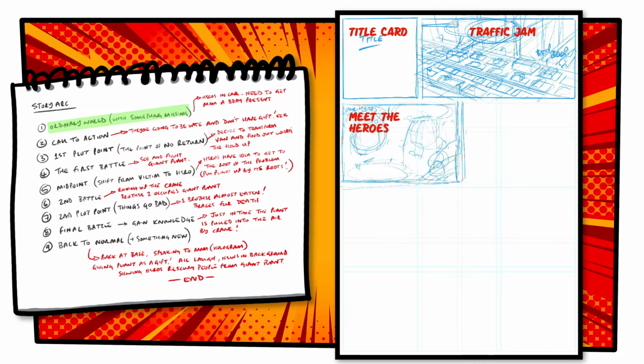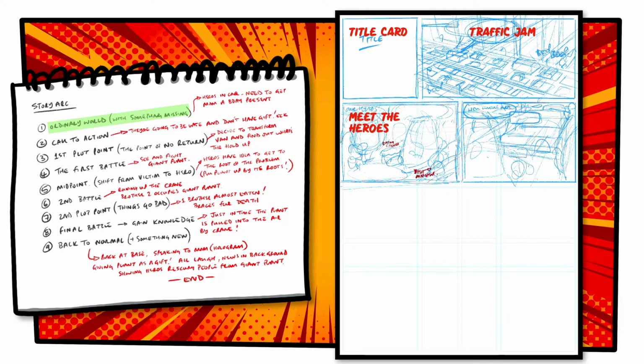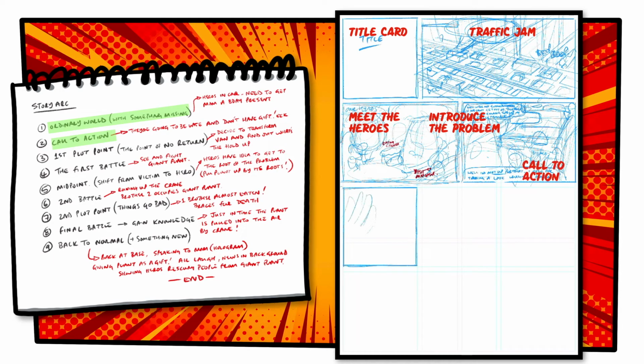Our third panel gives us the first look at our heroes, currently in their regular clothes, chatting about the fact that they need to get Mum a birthday present. This introduces the reader to our problem. In panel 4, our heroes make the decision to get off the bridge and find Mum a present. This becomes our call to action.